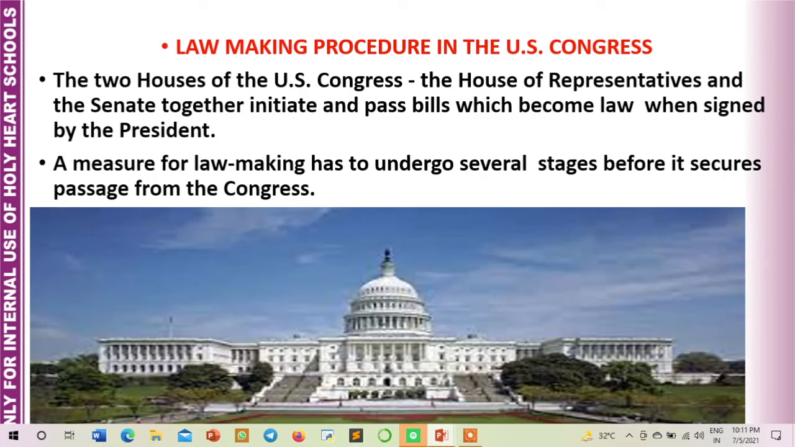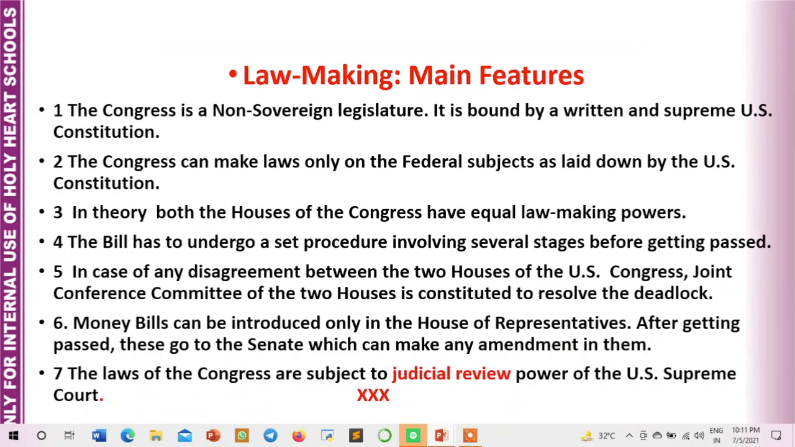The next is the lawmaking procedure in the US Congress. The two houses of the US Congress, that is the House of Representatives and the Senate, together initiate and pass bills which become law when signed by the President. A bill for lawmaking has to undergo several stages before it secures passage from the Congress. Now, what are the lawmaking features in the US? The Congress is a non-sovereign legislature. It is bound by the written and supreme US Constitution.